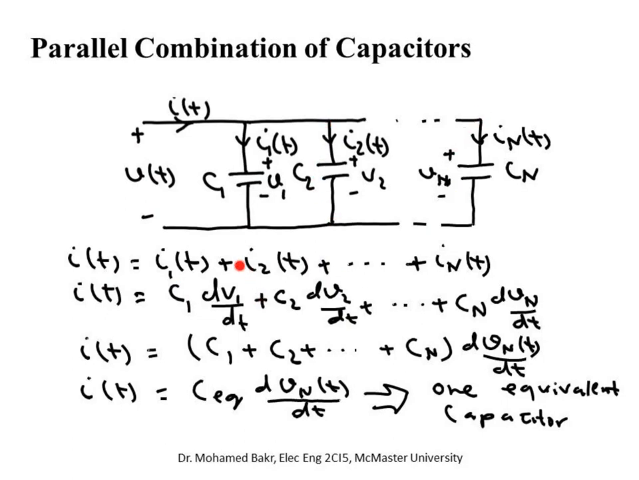So I can take this dV by dt out as a common term. Then I can see what is left inside is C1 plus C2 up to Cn. I'm going to replace this sum by C equivalent. And I can simply write that I of t is equal to C equivalent dV of t by dt. I don't have to put Vn here.